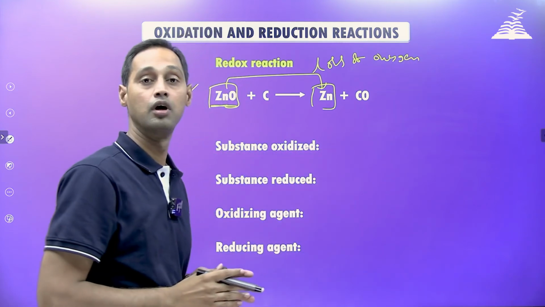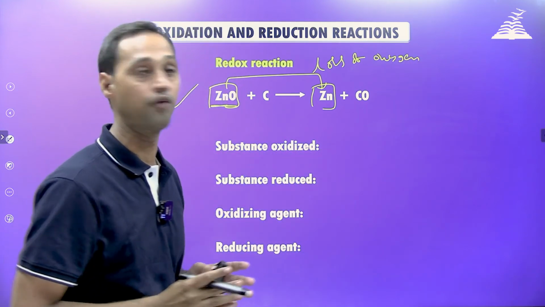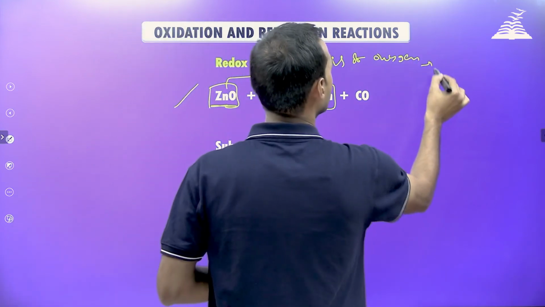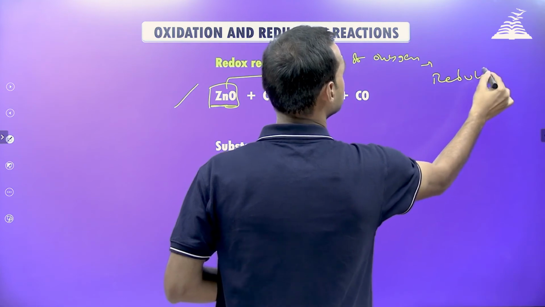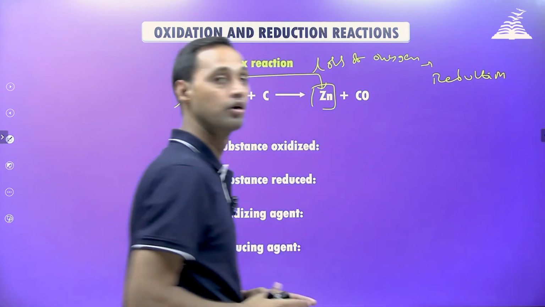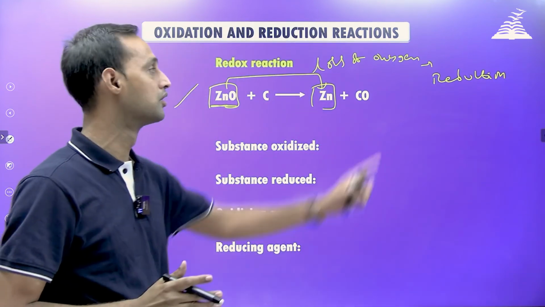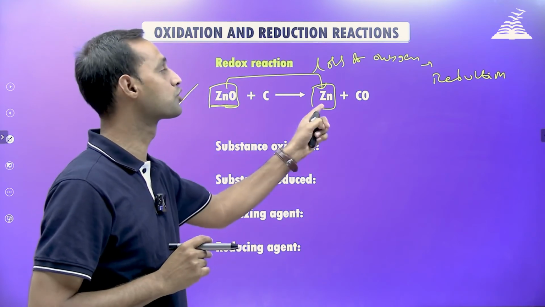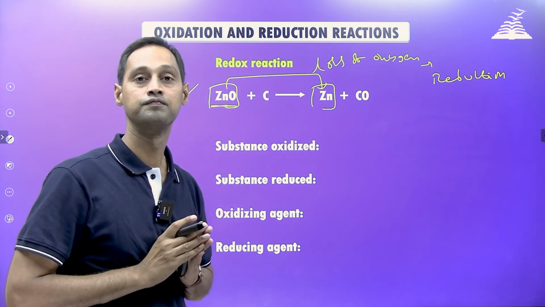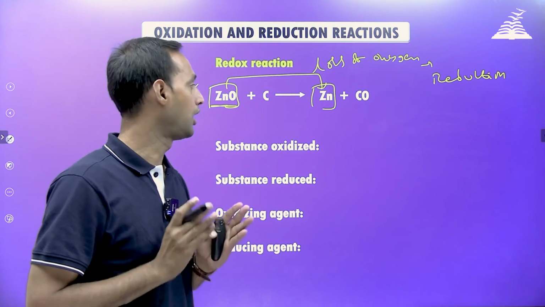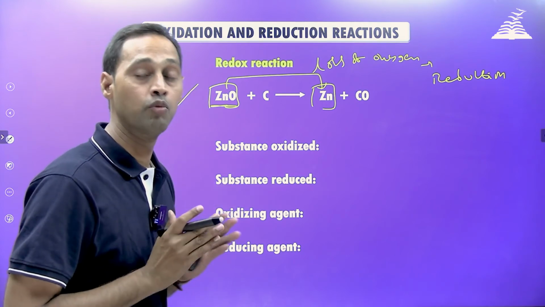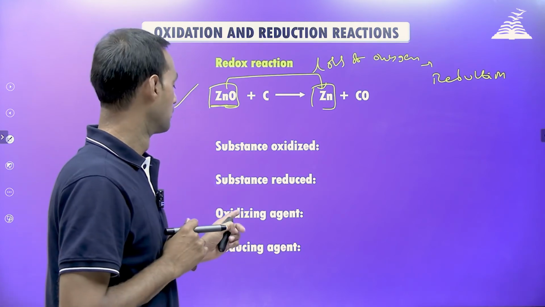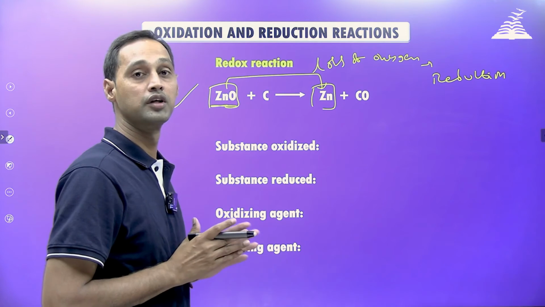Loss of oxygen. According to the definition, loss of oxygen means reduction reaction. So we say zinc oxide is reduced to zinc, right? And here one more important thing: reducing agent and oxidizing agent.